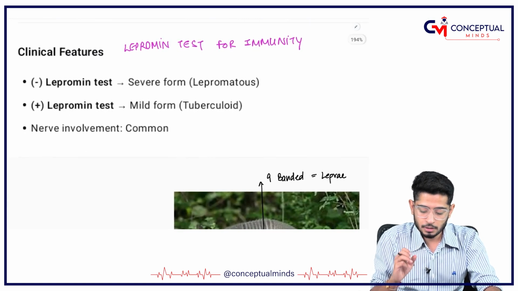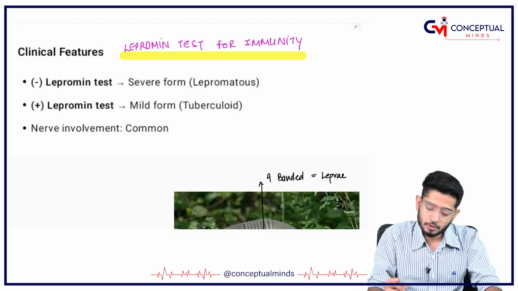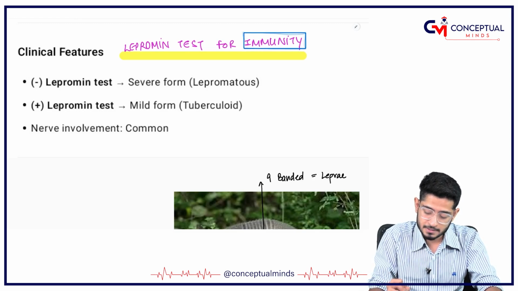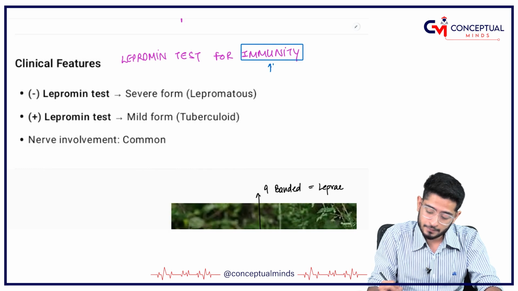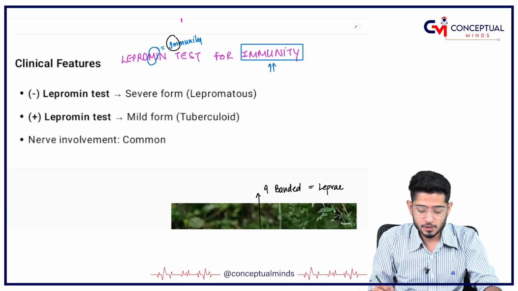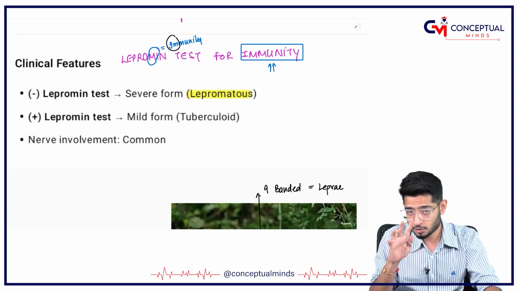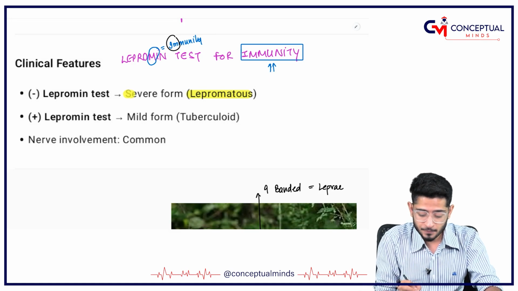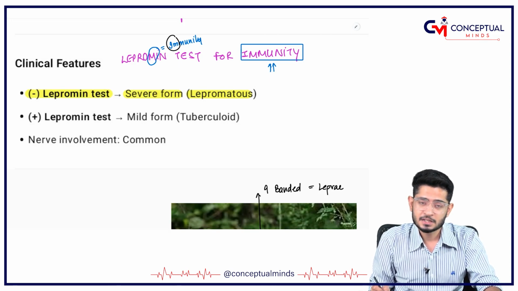Now there is something called the lepromine test. In order to check for immunity, for example, if a person is suffering from leprosy and you have to check the immunity, you will do the lepromine test. Can you see I and M coming in lepromine? This is for immunity. So lepromine test is for immunity. In lepromatous leprosy, which is a severe form, immunity is less. That is why the lepromine test is going to be negative.